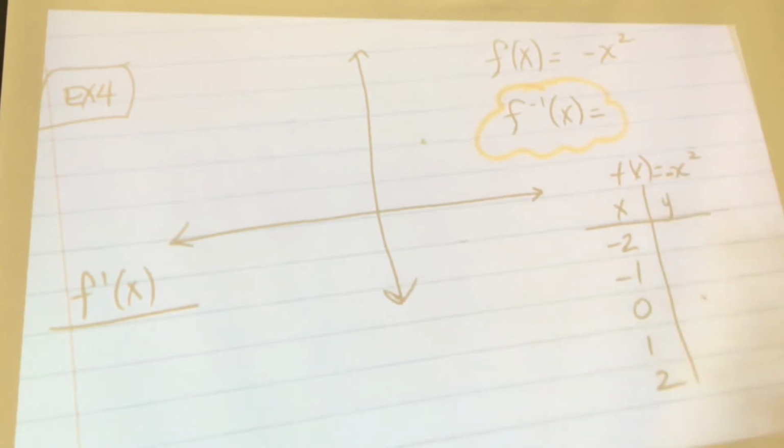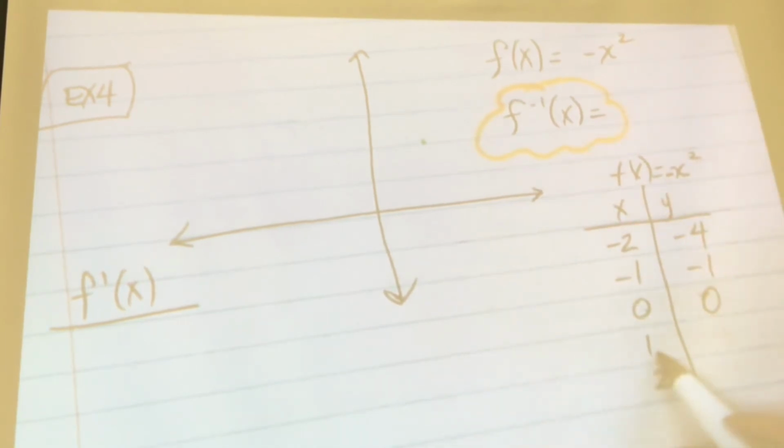Ready? What's negative 2 squared? We're plugging this in. What's negative 2 times negative 2? Positive 4. Now make it opposite. Negative 4. Ready? Plug in negative 1. What's negative 1 squared? Careful. What's negative 1 times negative 1? 1. Now make it opposite. Negative 1. Plug in 0. What's 0 squared? 0. Now make it opposite. 0. Good job.